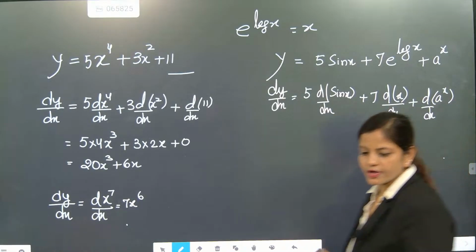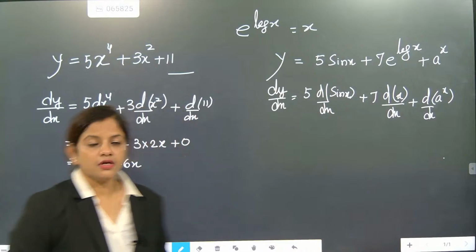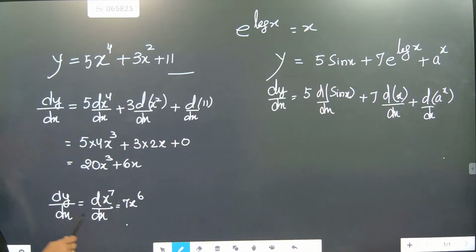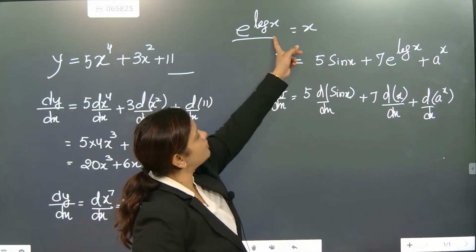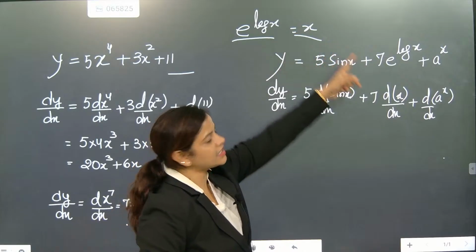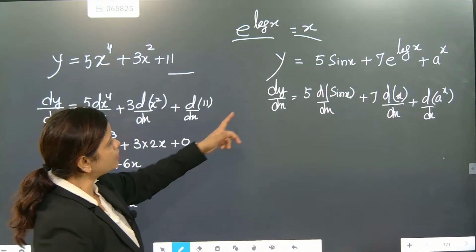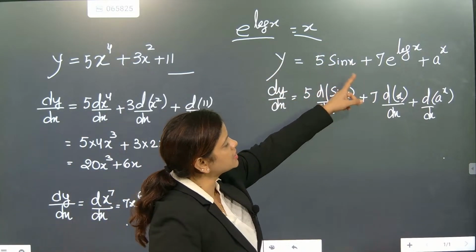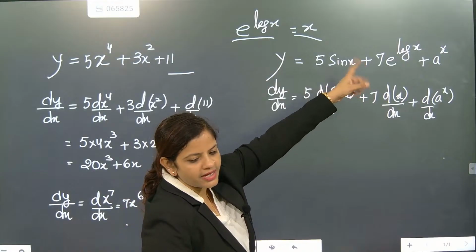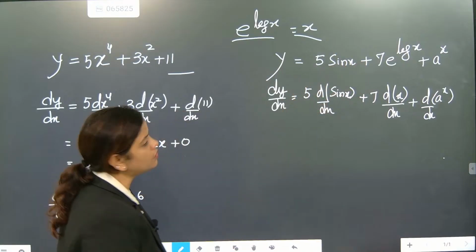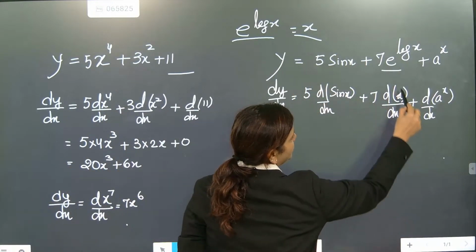This is most important. Now here, look here. I taught you one important format: e to the power log x means directly x will come. So we are not going to waste time. y is equal to 5 sin x plus 7 e to the power x. So here how we are going to read? First we resolved it and it came as x.